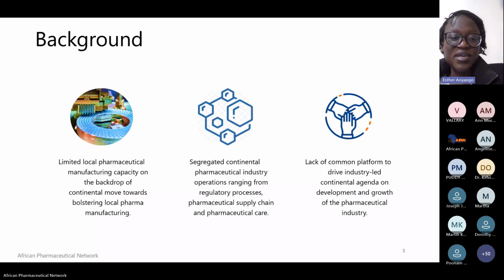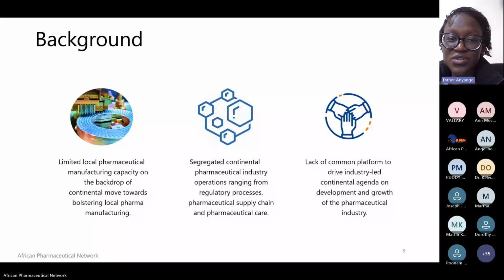Our background, and basically what informed the formation or the creation of Africa Pharmaceutical Network was, first of all, the fact that we have very limited local pharmaceutical manufacturing capacity in the continent. And I think many of us were able to experience this weakness during the COVID-19 pandemic. And I think the narrative has been even louder just because of the inequities and the inequalities that Africa had to face, just because of how limited of capacity we have in this continent.